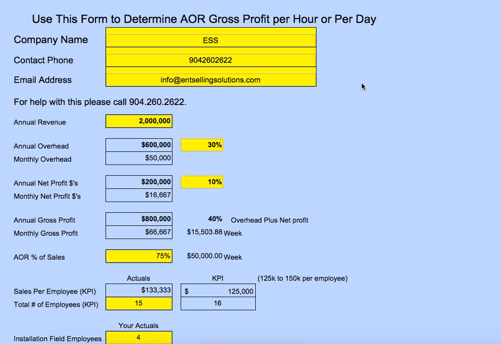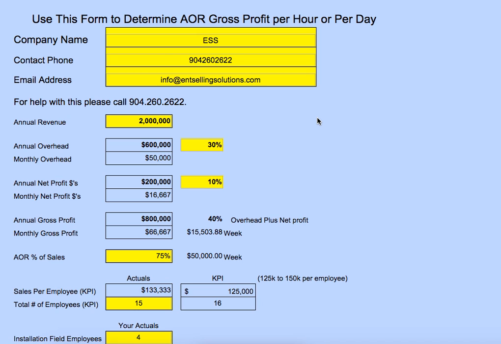In the proposal program, there's a tab that says Help, and at the bottom of that tab, there's a link that says GP dollar help. If you click on that, this will open up. This will help you figure out what your gross profit per hour or per day is. And I want to do this for the installation department. So you have the ability to submit this to us, and we could actually help you with understanding how it works.